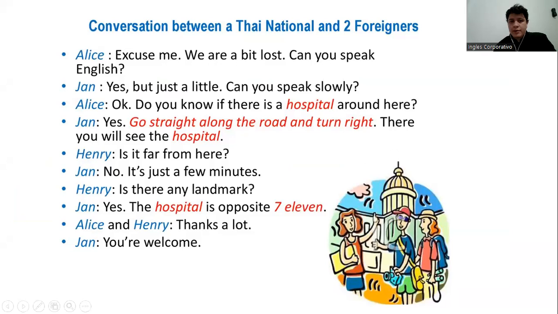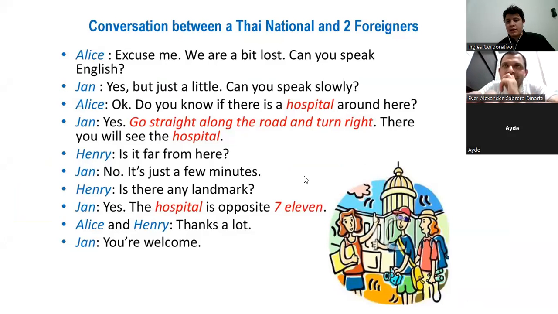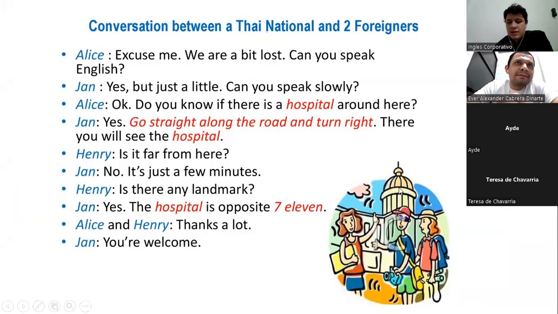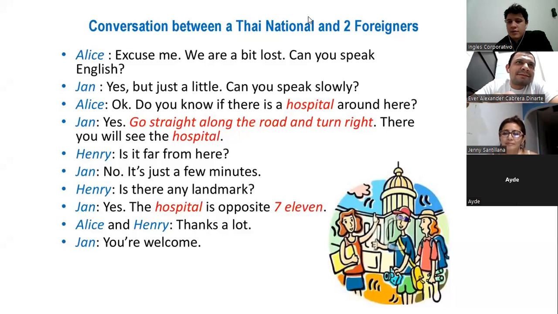Okay, welcome back, guys. Welcome. So, well, I hope you have practiced this one, guys, because right now we are going to discuss it, okay? It will be really easy because this is vocabulary that we have already studied, right? So, well, we have Weber and Aide. You are the first one here. So, let's see. We are going to choose. So, Ever, you're going to be Alice. Aide, you're going to be Jan. And let's see, Teresa. Teresa is going to be Henry, okay? So, let's start then. Let's start, guys.